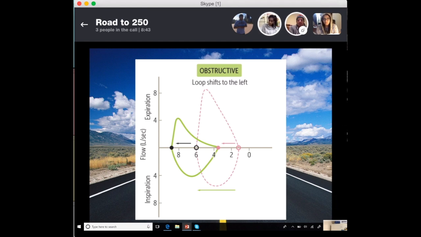in a test question, they probably won't give you this. They won't give you the normal loop and then show you this, but what they will do is give you a vignette, probably telling you some guy has been smoking for 30 years and he's got the barrel chest and he's got dyspnea on exertion, and then they'll give you this graph and they'll ask you what type of disease it is.